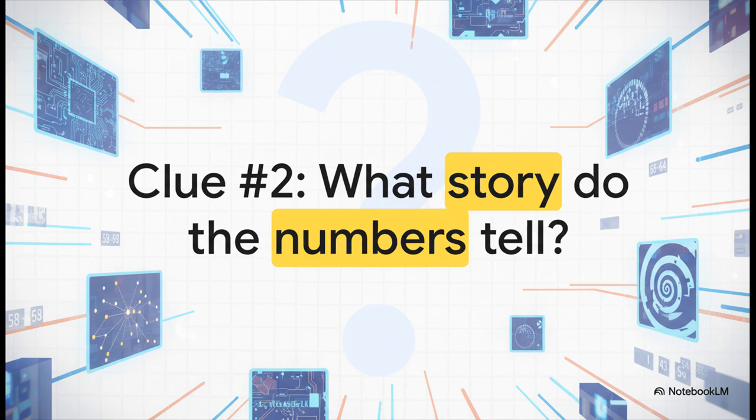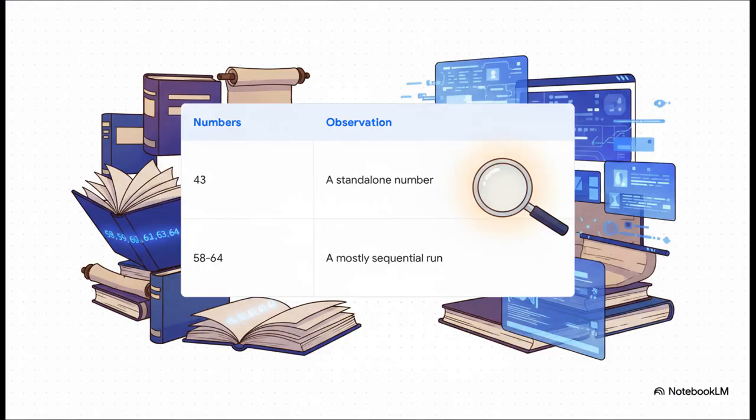Check out the numbers scattered around. We've got a 43 over here, and then a sequence, 58 through 64. They seem a little disjointed, but if you look closely, there's a pattern starting to emerge. I mean, look at that sequence. 58, 59, 60, 61, 62, 63, 64. That is a dead giveaway. We are almost certainly looking at page numbers. And that means our little fragment isn't some standalone thing. It's a single page that's been ripped out of a much larger work, like a book or a training manual.